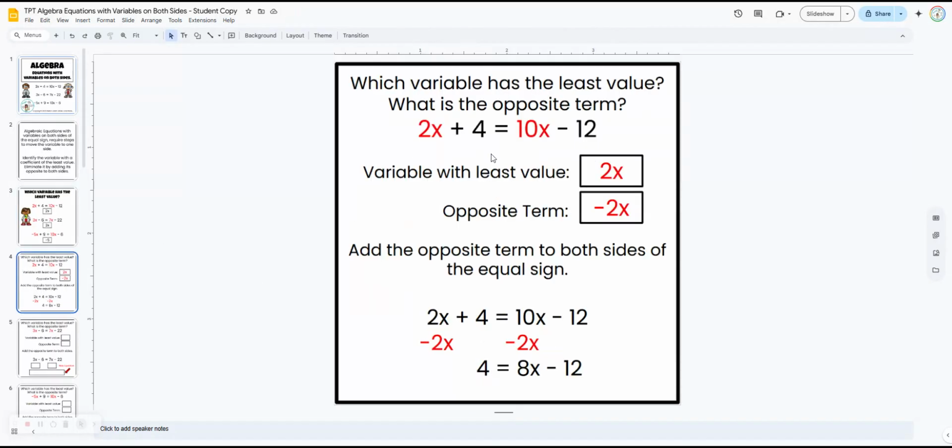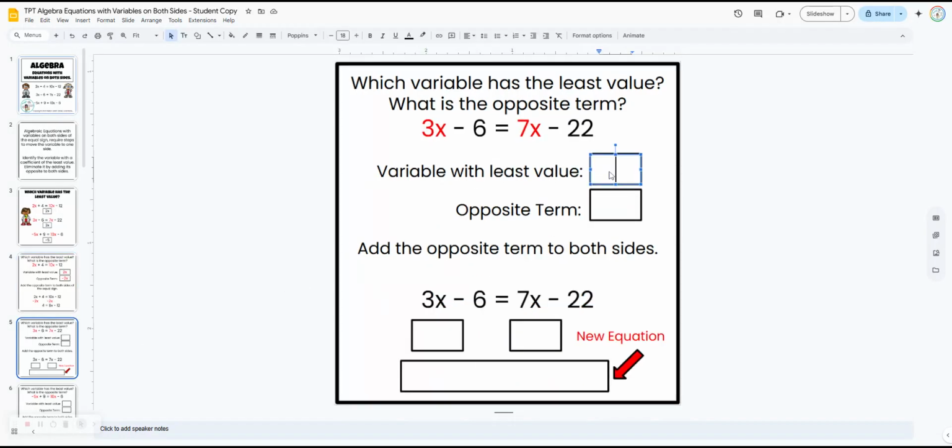Now the next slide shows how to do this. So we identify the variable that has the least value, and then they're going to type in the opposite. So 2x has the least value. The opposite of 2x would be negative 2x. And so we're going to add negative 2x to both sides of the equal sign. What that does is it eliminates one of the variables, and it changes the equation so that there's only one variable. So now we have 4 equals 8x negative 12, and now we just have a two-step equation to solve.